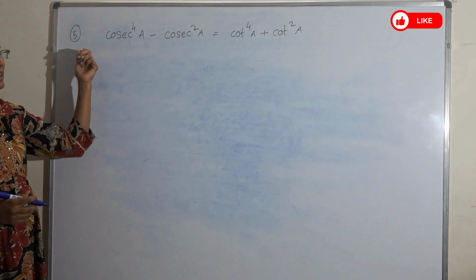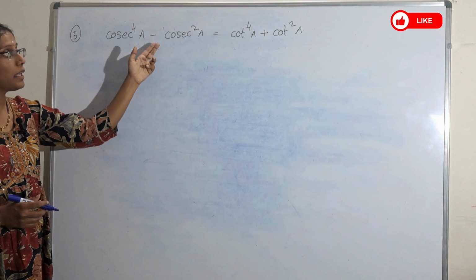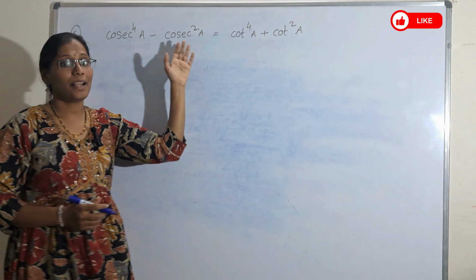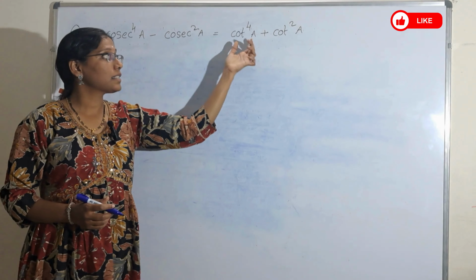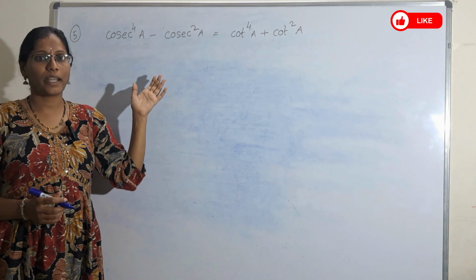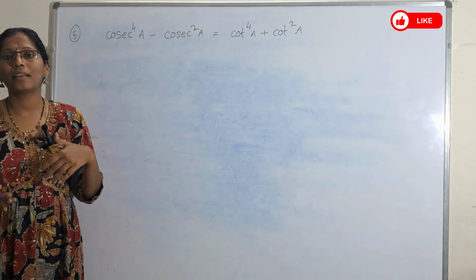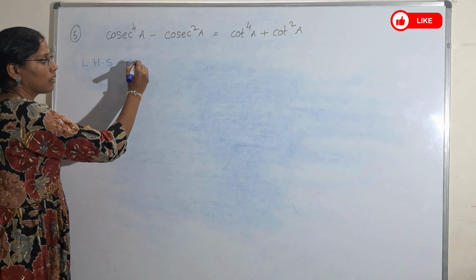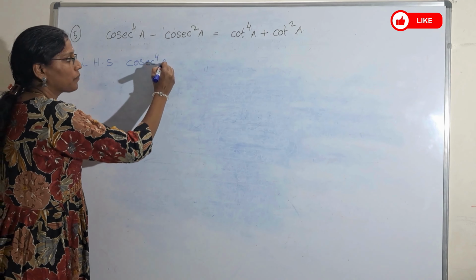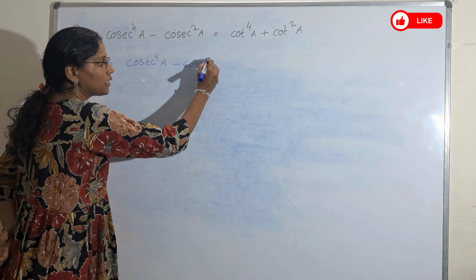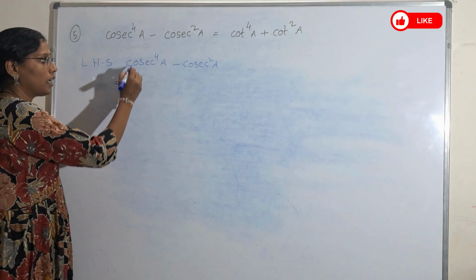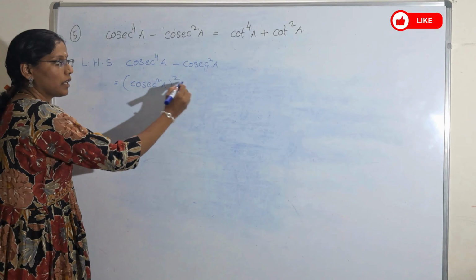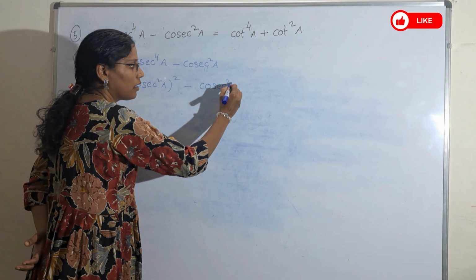Next problem is the fifth one. Cosecant power 4 A minus cosecant square A is equal to cot to the power of 4 A plus cot square A. The LHS has cosecants, the RHS has cots. So in the LHS we have to write cosecant in terms of cot. LHS: cosecant power 4 A minus cosecant square A. Here we can write cosecant square A whole square, minus cosecant square A.